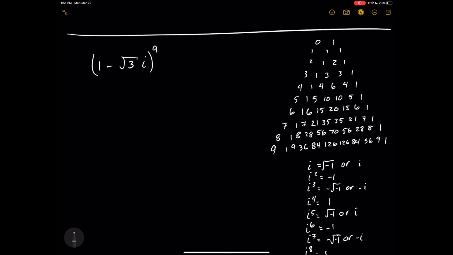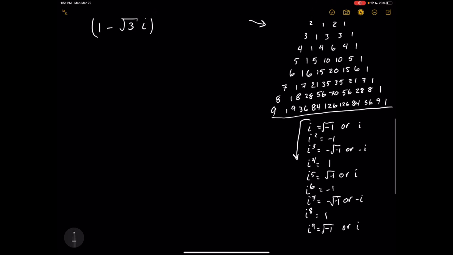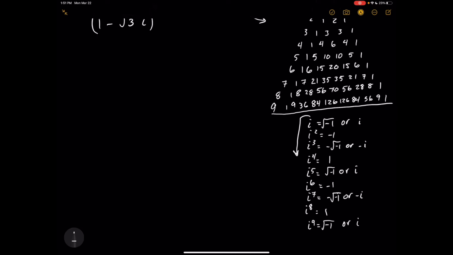Instead, we are going to use Pascal's triangle, which I have written out right here, to the 9th power. So this bottom one is the 9th power, and that's the one that we'll use. I also have just written i's raised to different powers because that's going to be helpful for us as well.